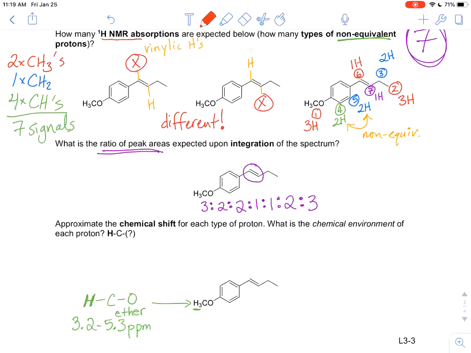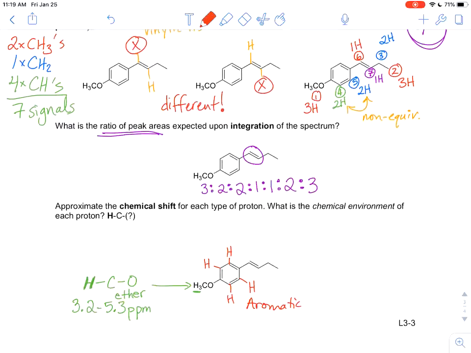Next, we have all of these hydrogens. All of those red hydrogens are in the aromatic range. To be a little more specific, these are hydrogens that are connected to carbons that are in the aromatic ring.